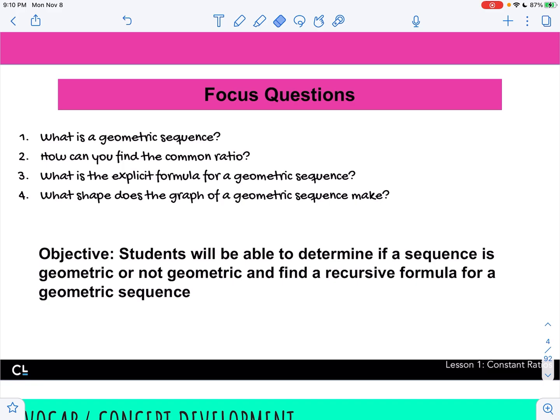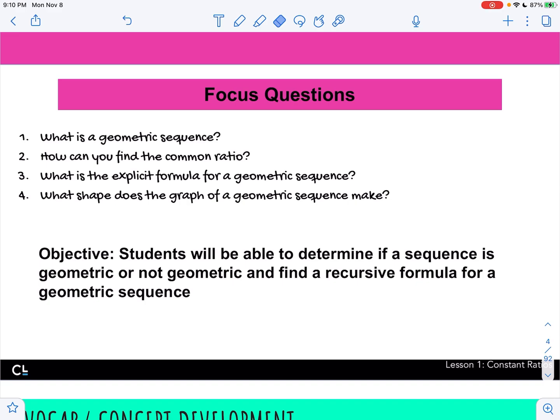So some questions you should be asking yourself is, what is a geometric sequence? How can you tell a geometric sequence from other types of sequences? How can you find the common ratio? What is the explicit formula for a geometric sequence, and what shape does the graph of a geometric sequence make? Those are all important questions to ask.